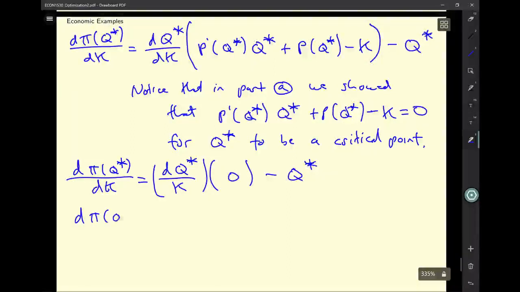And what are we left with? Well, the change in the monopolist profit with respect to a change in K is equal to negative Q star. So we can kind of see here, sort of a surprising result that the change in profit would be equal to such a simple answer, negative the optimal amount of quantity produced in equilibrium. But we can definitely see here that an increase in K is going to lead to a decrease in profit.